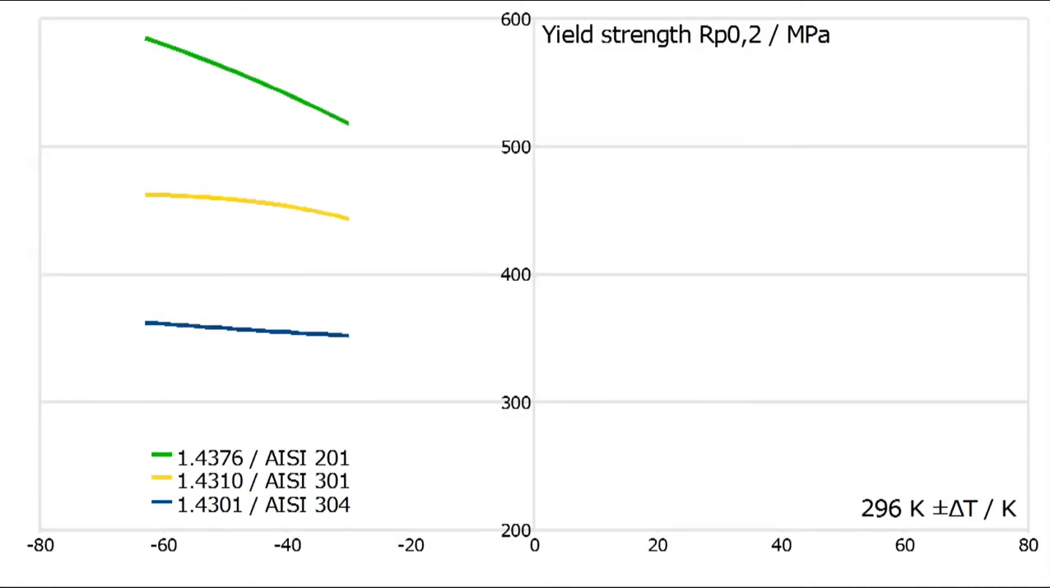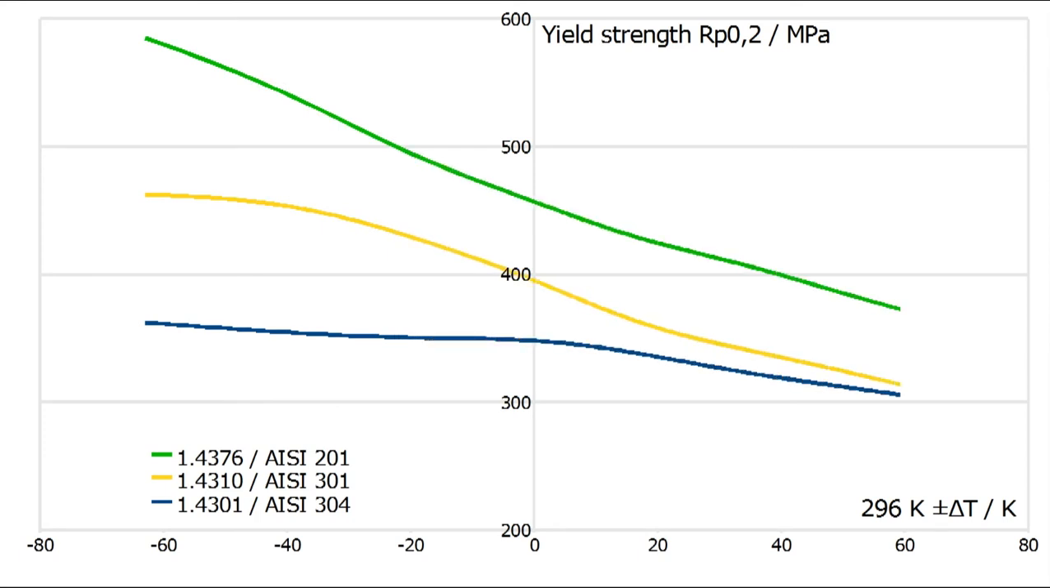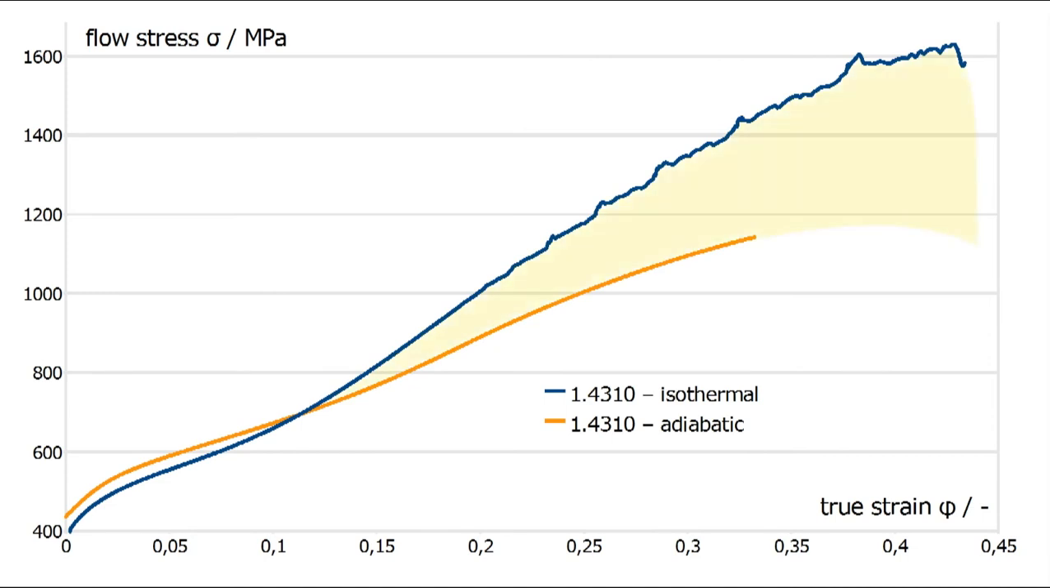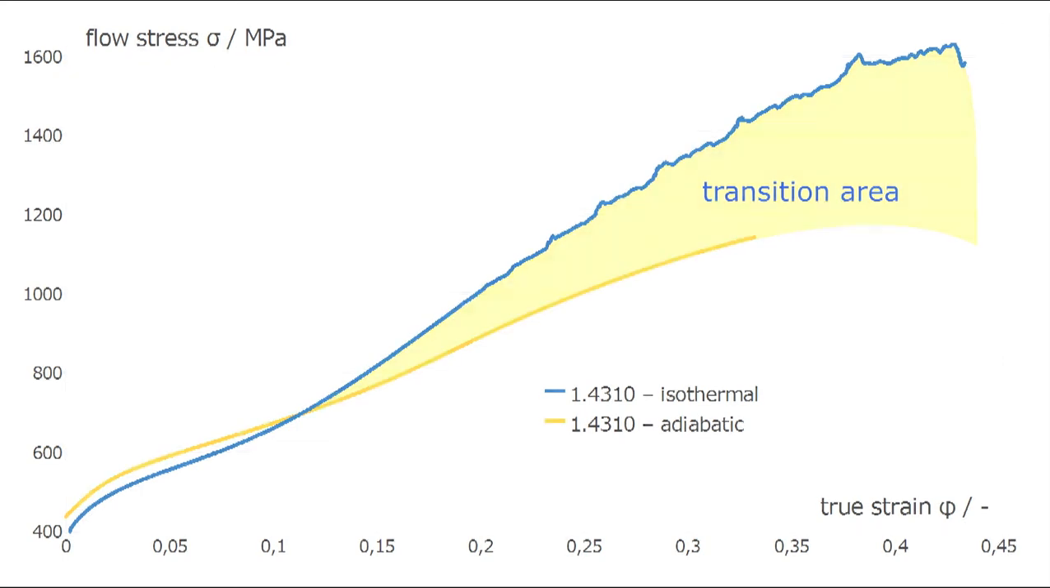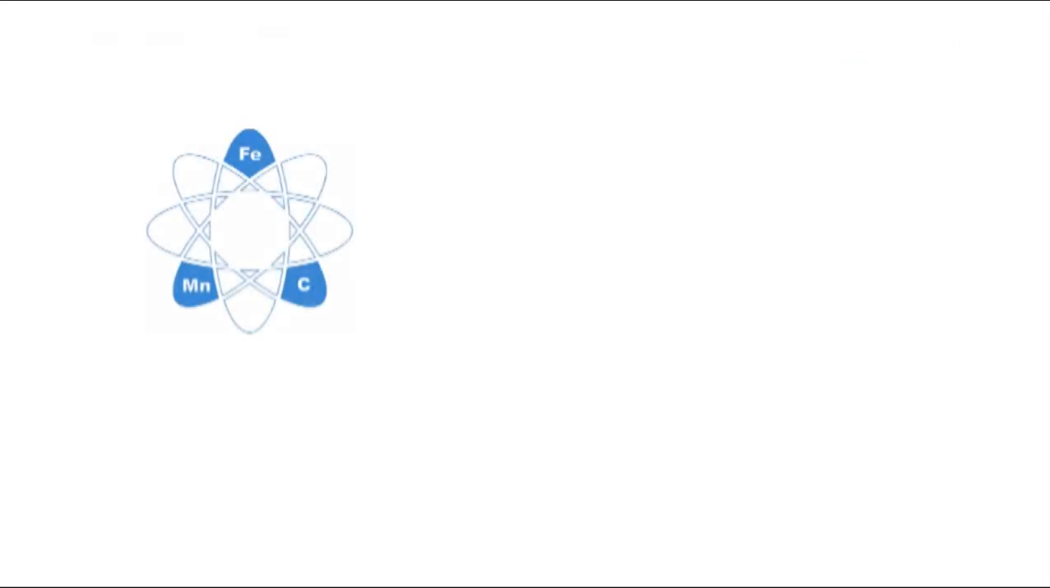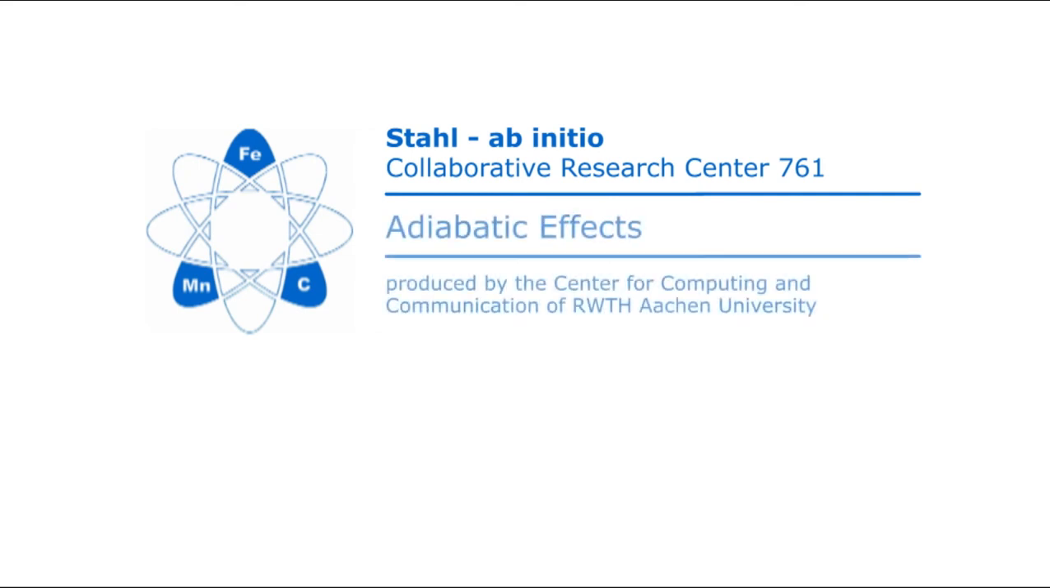As flow curves are temperature dependent, the yield stress is decreased with increasing temperature. The adiabatic effects occurring during high strain rate testing are corrected by an empirical fitting function. This method can also be applied to the high manganese steels examined in the SFB 761.